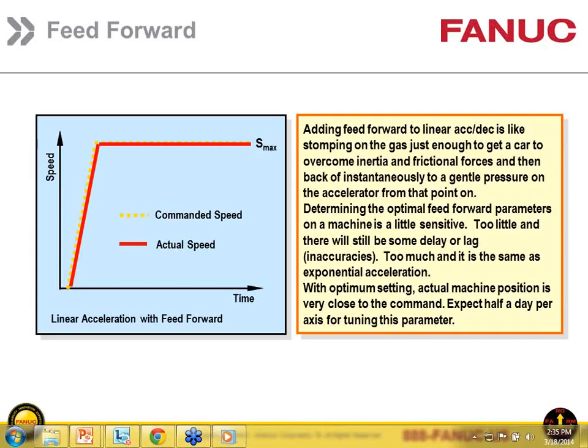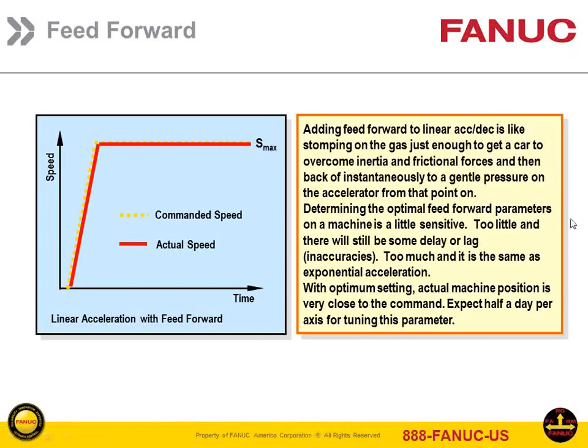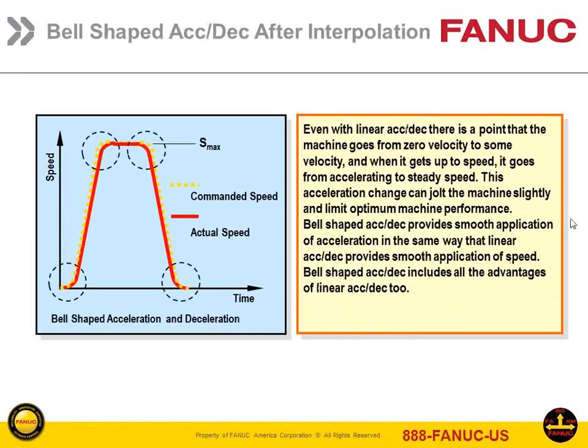Okay, so what we do, we go in and tune all these different parameters, and usually what it takes is a half a day per axis for tuning. And again, Rick Schultz can help with that, also Mark Lohmeyer, and also our service group. And then where we have more parameters, we have bell-shaped ACK and DEC after interpolation. This provides smooth application of acceleration in the same way that linear ACK and DEC provides, and it includes all the advantages.